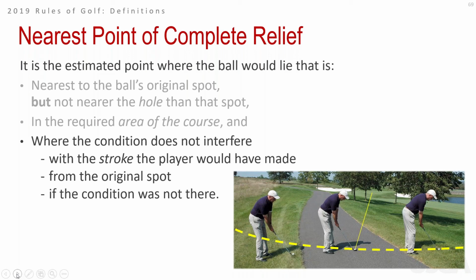What we mean by this is if we were going to hit a low running pitch shot, for example, under this tree, we have to simulate that same stroke when we're taking our relief. The player is not required to hit the same shot when he does get his relief. He is just required to simulate that shot when he's going to take his relief.